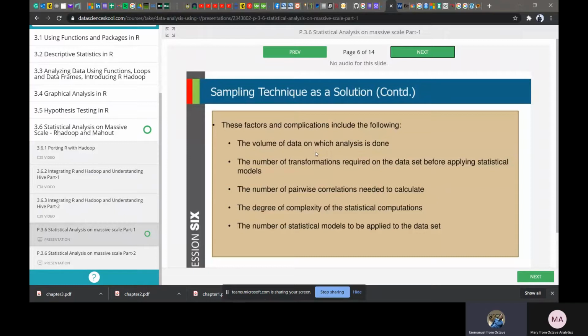So these factors and complications include the following: the volume of data on which analysis is done, and the number of transformations required on data sets before applying statistical models, because if you have a very large data set, you have to take some sample and perform some transformation so that the data will be fit for what you want to use it for. Then the number of pairwise correlations needed to calculate, the degree of complexity of the computations, and the number of statistical models to be applied on the data set.